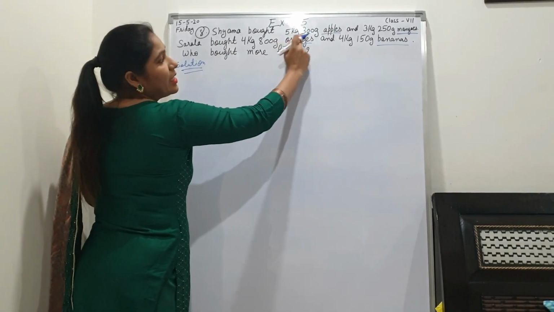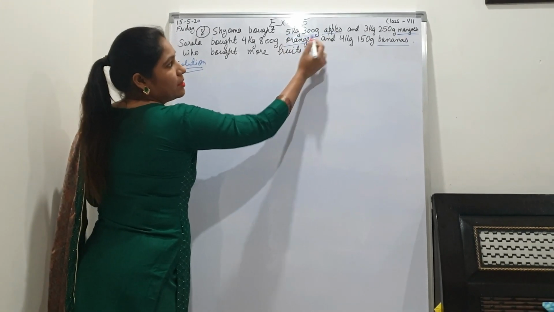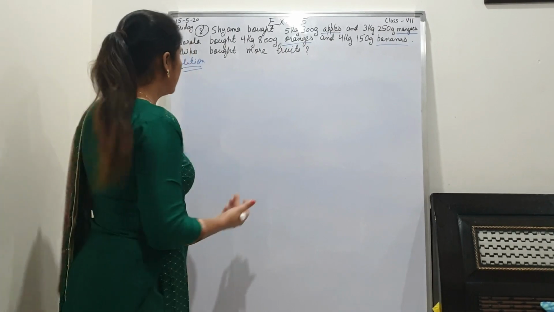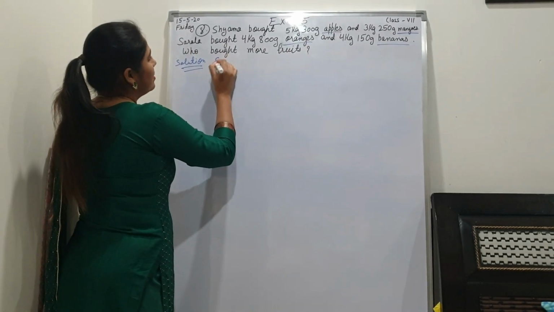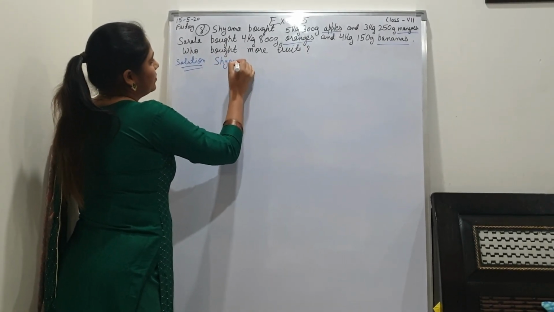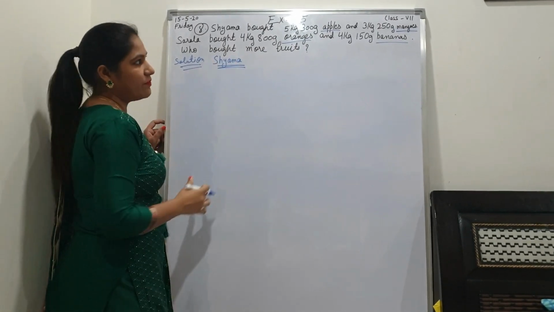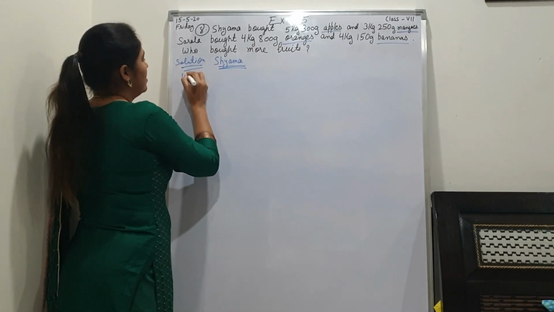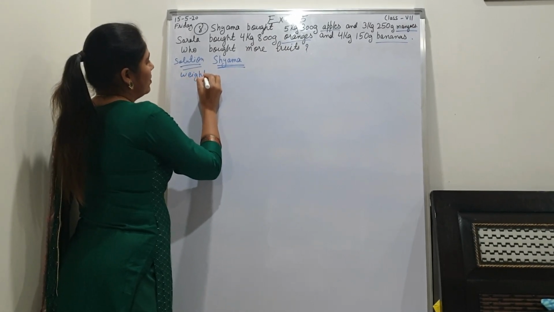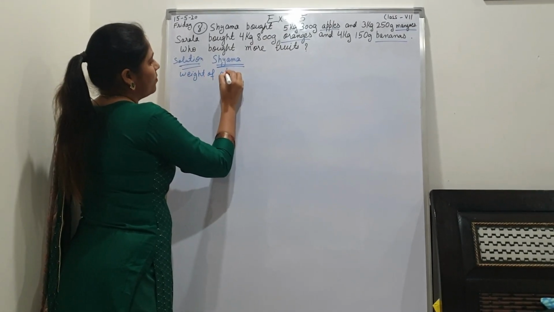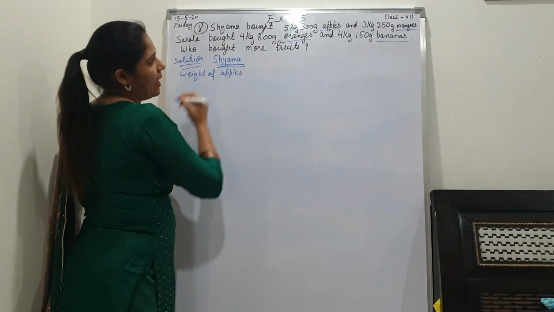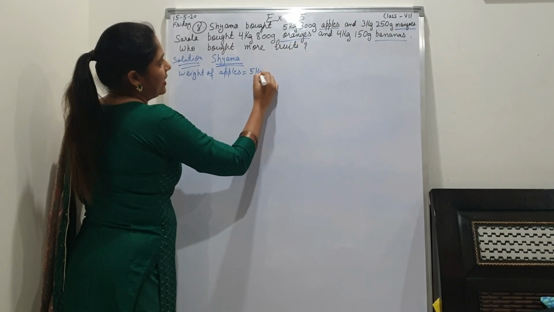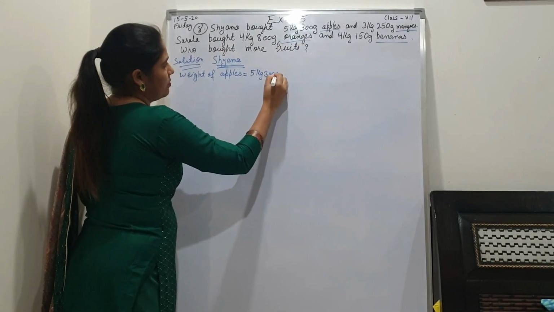See, first we will convert 5 kg 300 gram into kilogram. We will convert into a bigger unit. See how? We will write the name Shyama. I will write everything about Shyama. Now, weight of apples. Weight of apples is 5 kg and 300 gram.